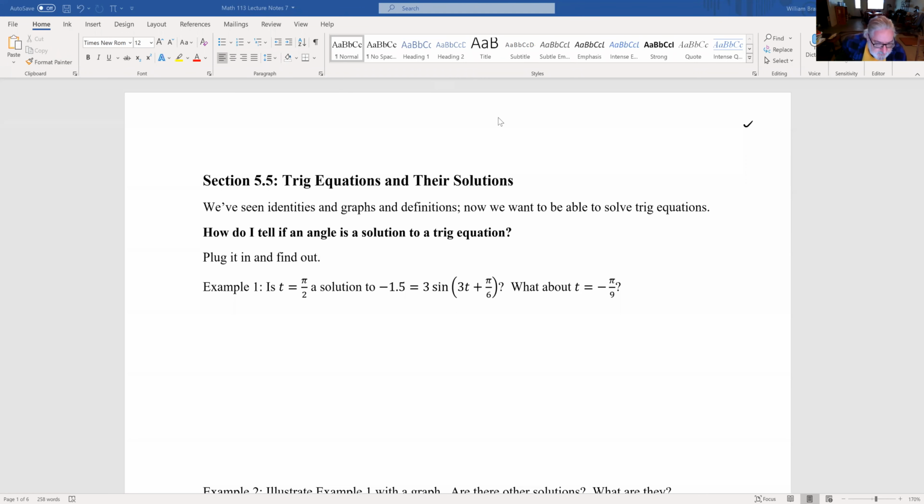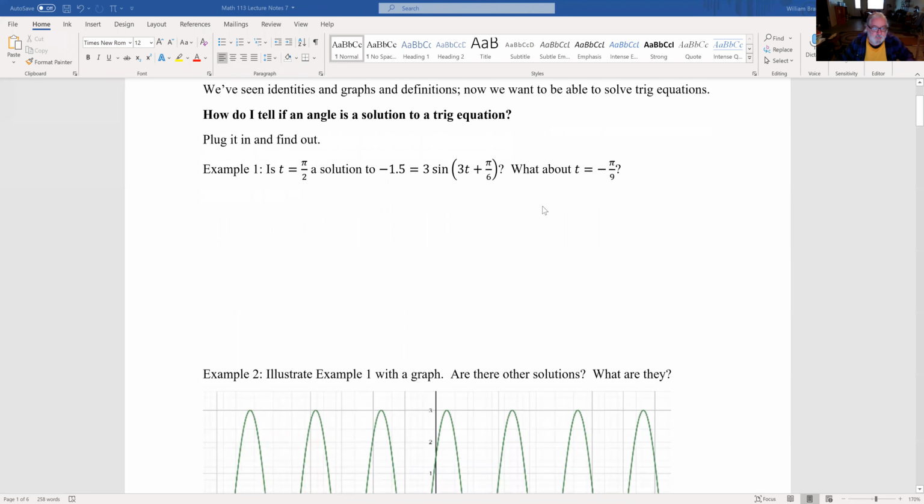Okay, so section 5.5, solving trig equations. So we've seen identities and graphs and definitions. Now we're going to be able to solve trig equations. So how do we go about doing that?